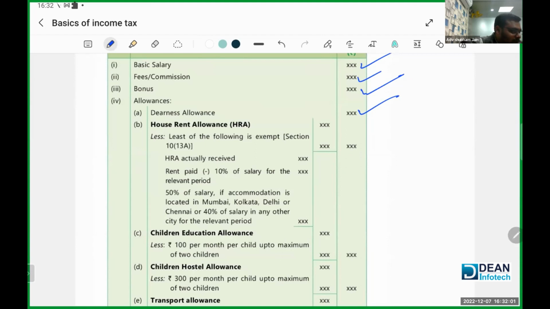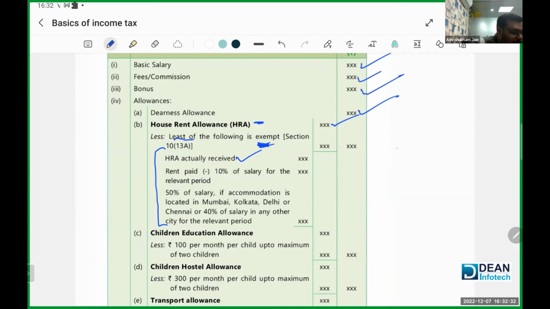First of all, we write the amount of house rent allowance that is being received by us. The company जितना भी हमें HRA देती है, first of all we write that. Secondly, we exempt the amount that is least of the following. These are the 3-4 things that are given. We are going to exempt the amount that is the least of the following. The first thing is HRA actually received. The second is rent paid over 10% of the salary for the relevant period.